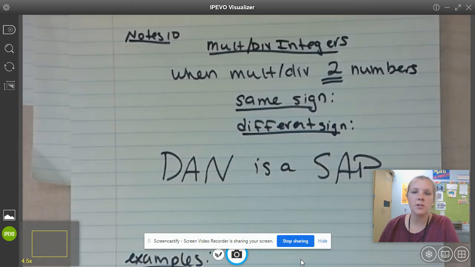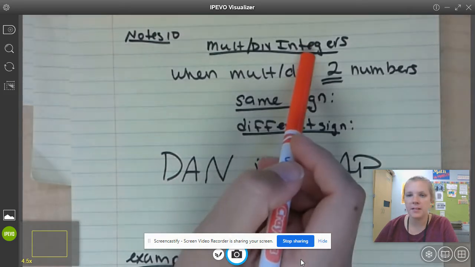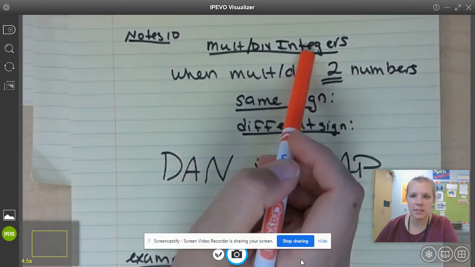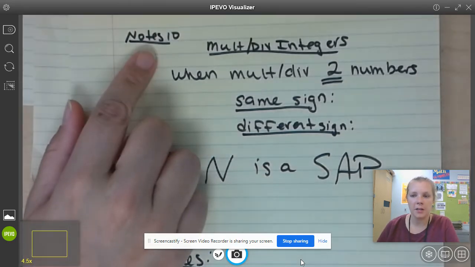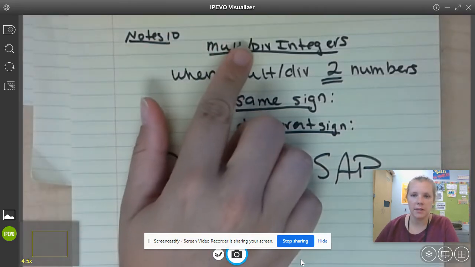Hello. Today we're going to learn about multiplying and dividing integers. Remember, an integer is a positive or negative whole number, including zero. So any whole counting number that's negative or positive. These are notes 10, so in your notebook, make sure it says notes 10, multiplying and dividing integers.